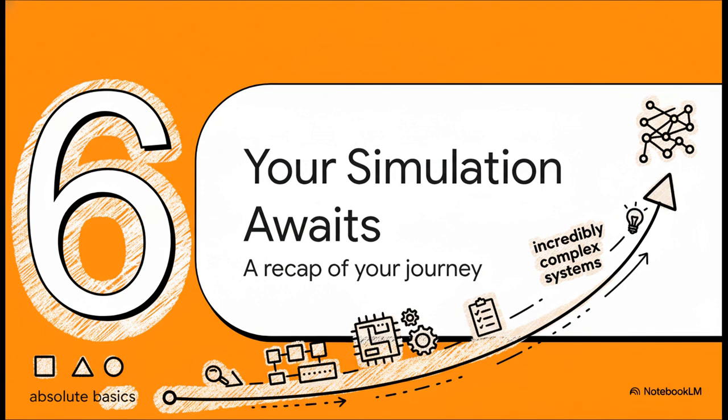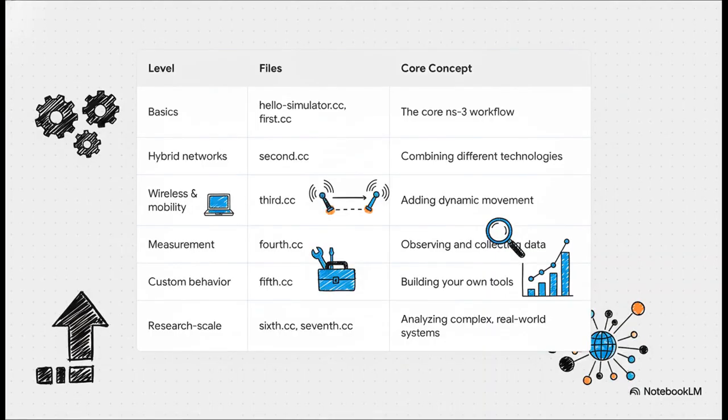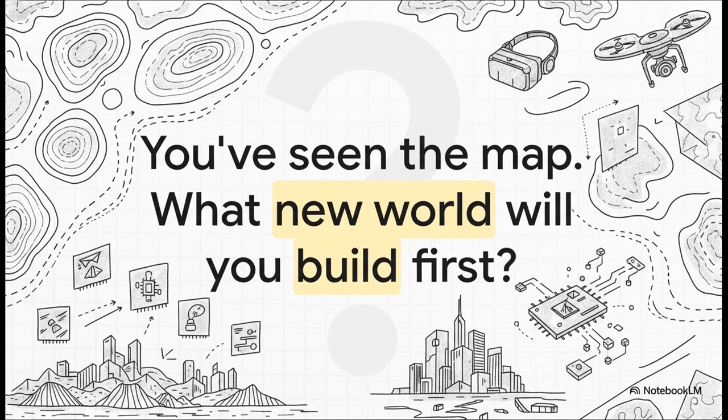Whew, okay, so let's just take a quick breath and look back at the path we've traveled. It's a really clear, logical progression from the absolute basics all the way up to these incredibly complex systems. And this table just lays out the entire quest perfectly, doesn't it? You start with the basic workflow. You learn to build hybrid and wireless networks. Then you learn to measure them and customize how they behave. And finally, you apply all of that to research-scale problems. Each level builds directly on top of the last one. It all just clicks.